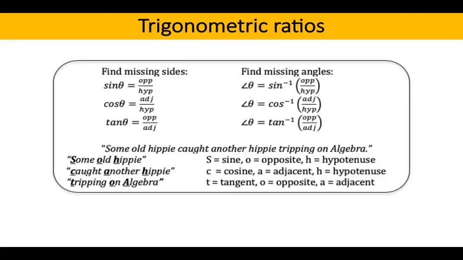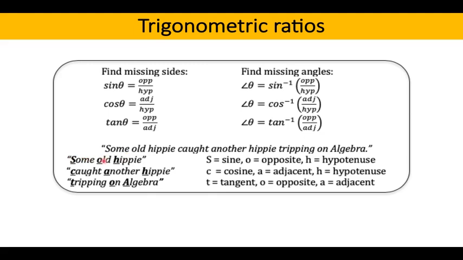For the trig ratios for finding a missing side, you will use sine, cosine, and tangent. To find a missing angle, you will use the inverse of sine, cosine, and tangent. A sentence that can help you remember your trig ratios is: Some Old Hippie Caught Another Hippie Tripping On Algebra.